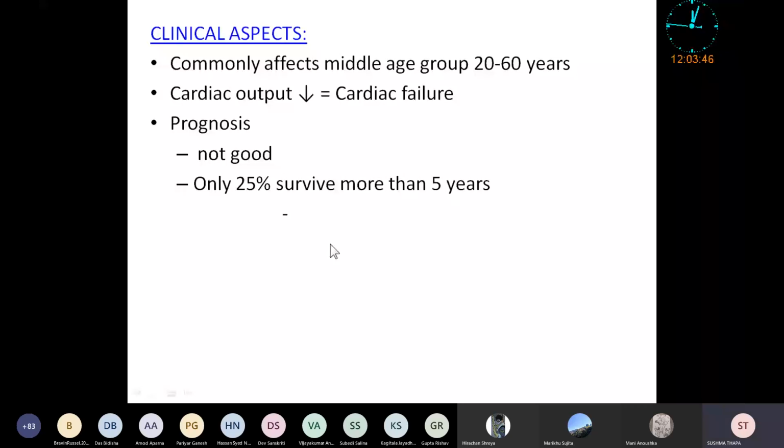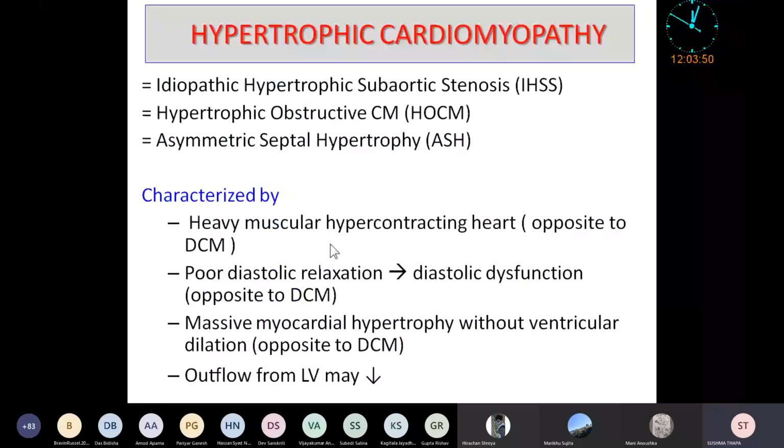Now coming to the hypertrophic cardiomyopathy. So that finishes the dilated cardiomyopathy. Have you understood, all of you? Any questions? Are you there? Yes, ma'am. Okay, fine. So that was the dilated cardiomyopathy, that is DCM.